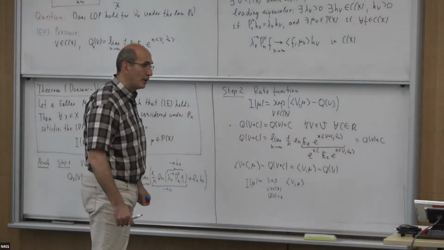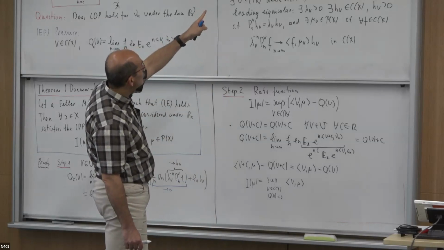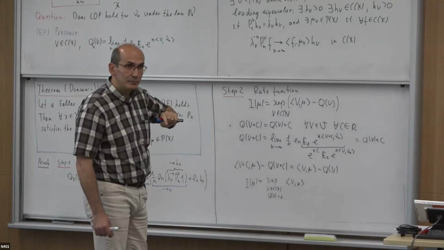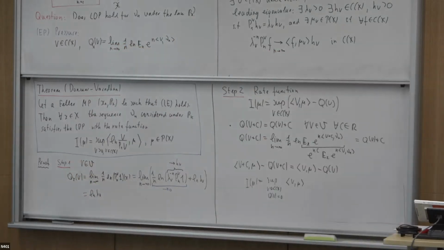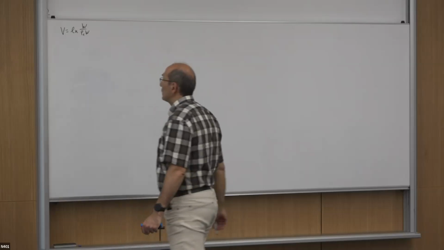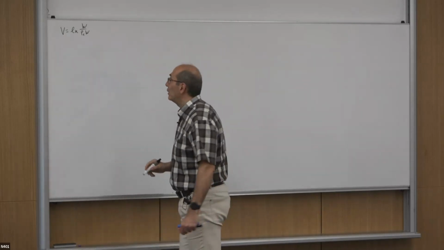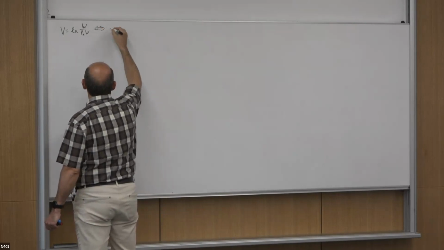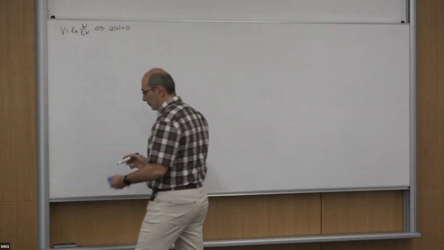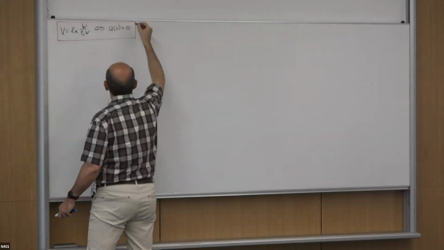Now the question is how to find such a function. The fact that we have exponentials of phi suggests that probably it's a good idea to take the logarithm of something. And then after some calculations, you can easily convince yourself that a good idea is to consider the following function: v equal to the logarithm of W divided by P1 W. In fact, I'm claiming that v can be represented in this form if and only if q(v) is equal to 0. So this is a small lemma which I will prove.